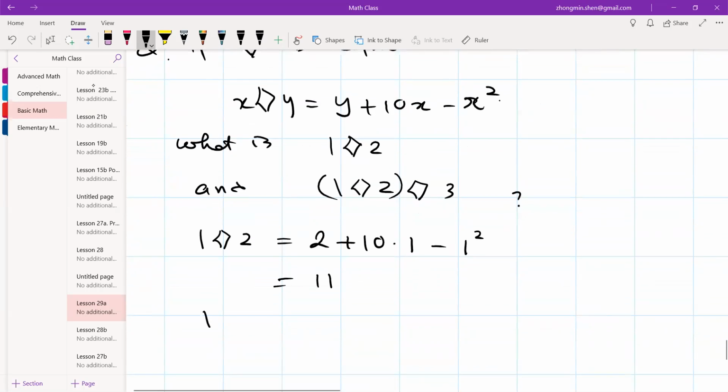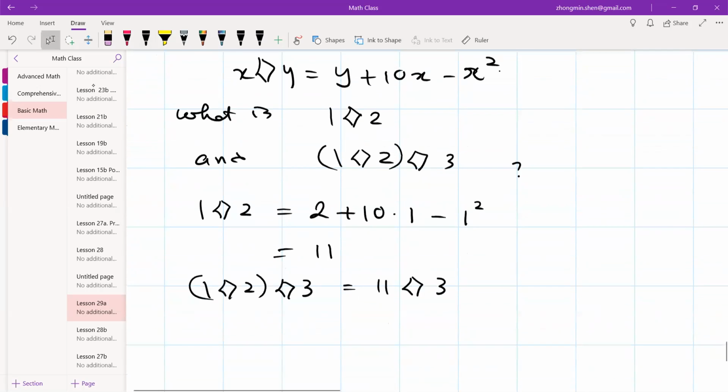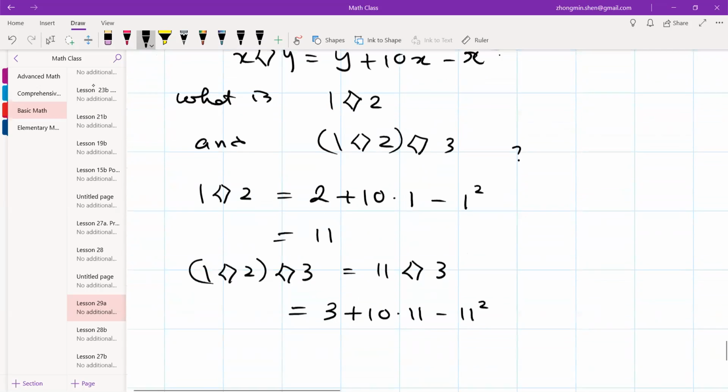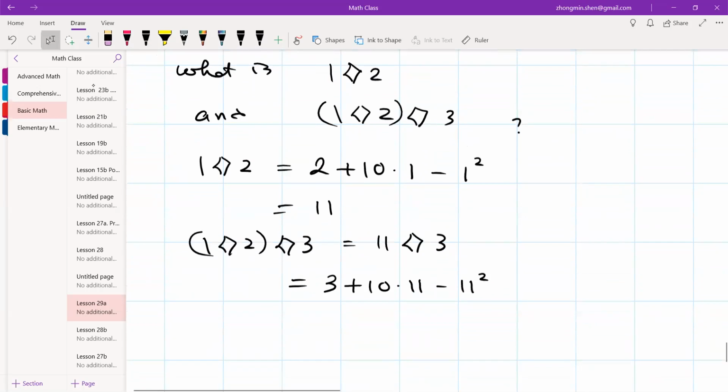It's 11. Now we've got to do another one, and just multiply that by 3. So it's going to be 3 plus 10 times 11 minus 11 squared. Okay, 13 times 11. So 13 times 11 is 143.